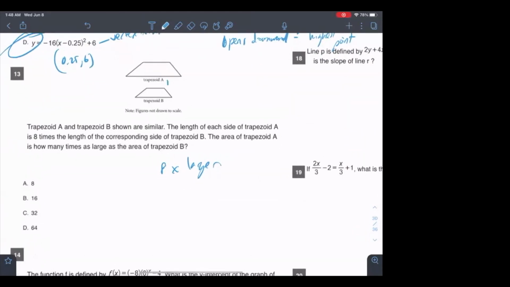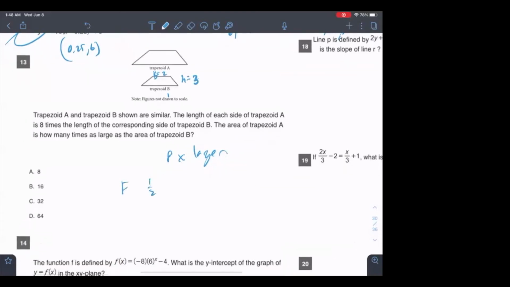Let's say trapezoid B has a base of 1, the height is 2, our height is 3, and then this base is 2. So the formula is base 1 plus base 2 times height, and it would be 1/2 times that, let me see if that works. Or instead, you know what you could do, instead of plugging numbers, you can represent everything as x.